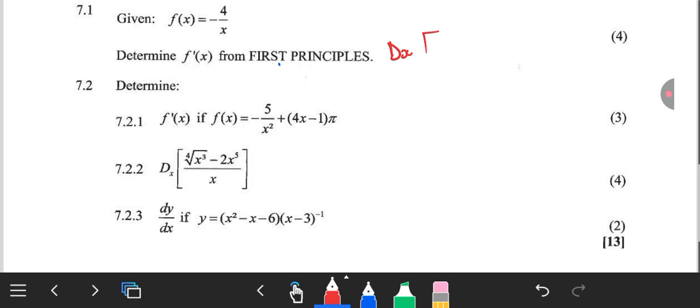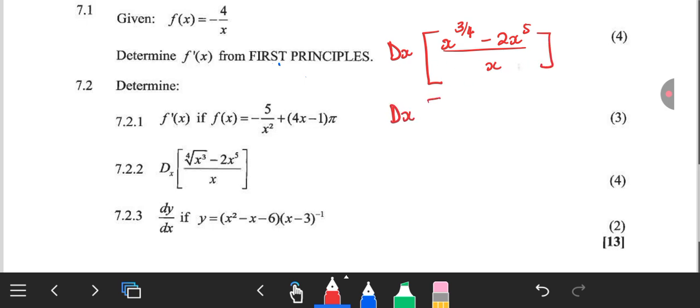So now fixing this, you're having a fourth root, right? So it's going to be x to the power of 3 divided by 4, and then minus 2x to the power of 5. And then that's divided by what? By x. Now we still need to further divide. So that's going to be dx.